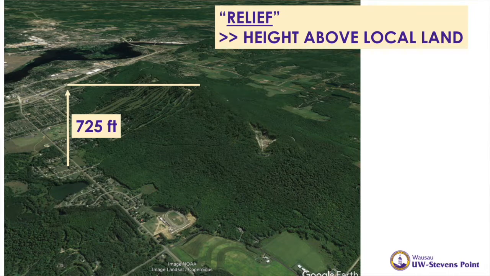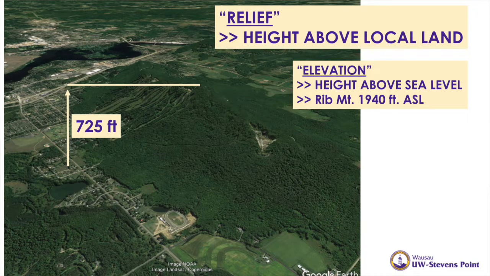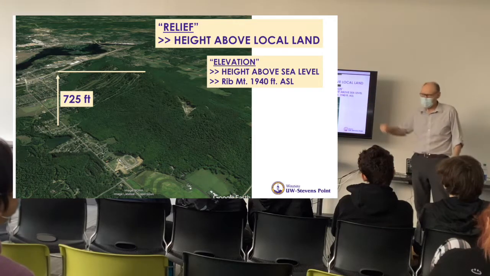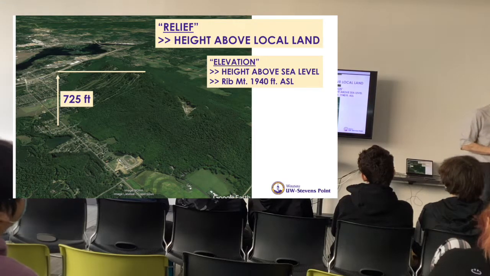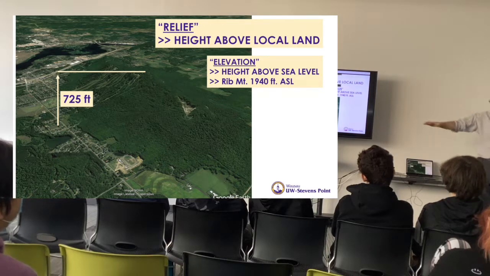I'd say in some countries they say it has to be 1,000 feet at least. But you know what? That's good enough. And I'll tell you why it's good enough. Because the elevation is 1940 feet above sea level. So don't confuse relief and elevation, all right? Relief is a local thing. Elevation is how far you are above sea level.